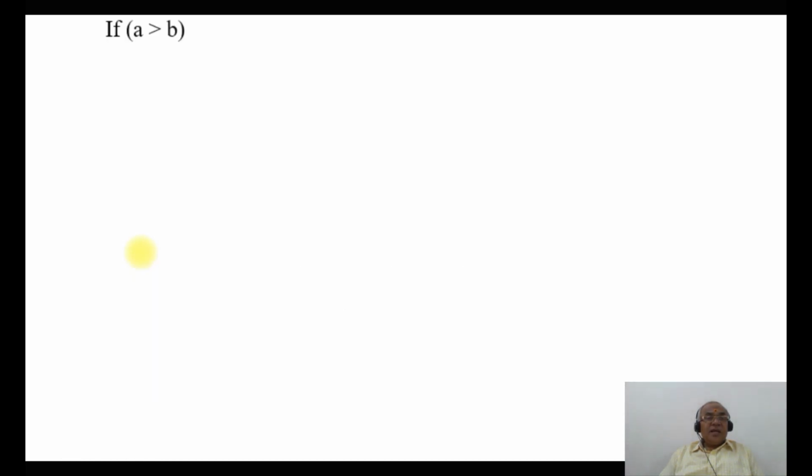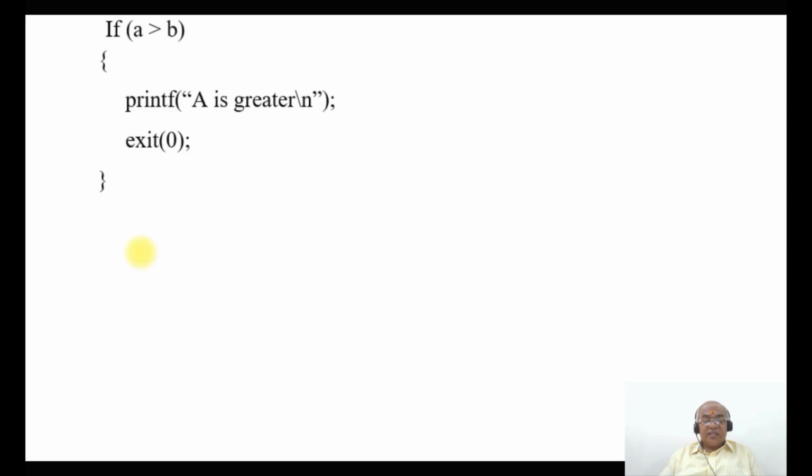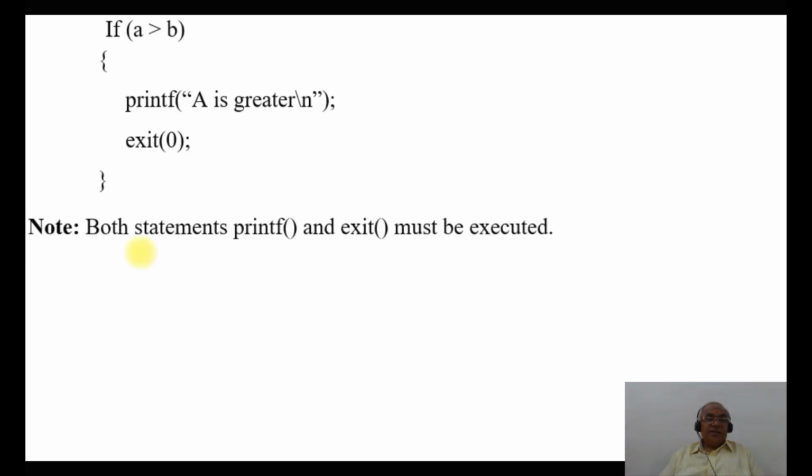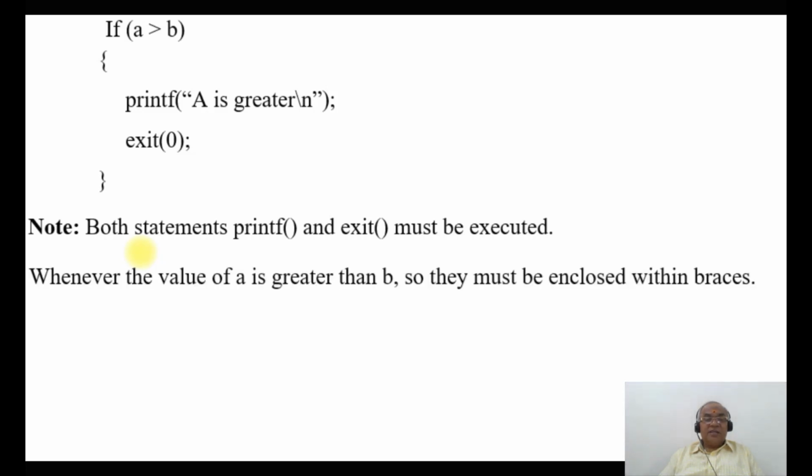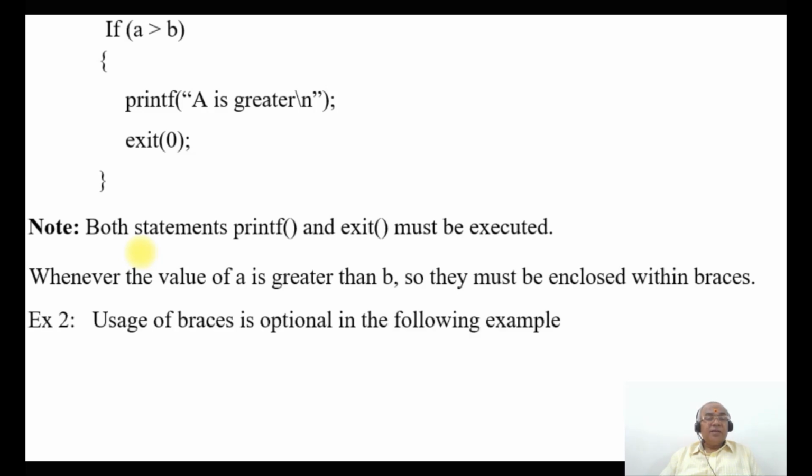So then we have, if A is greater than B, what is the condition? If A is greater than B, it is true. So that means it's 1. Then A is greater. Then you exit out of the if condition. So here, both statements of printf and exit must be executed. So whenever the value of A is greater than B, they must be enclosed within these braces.